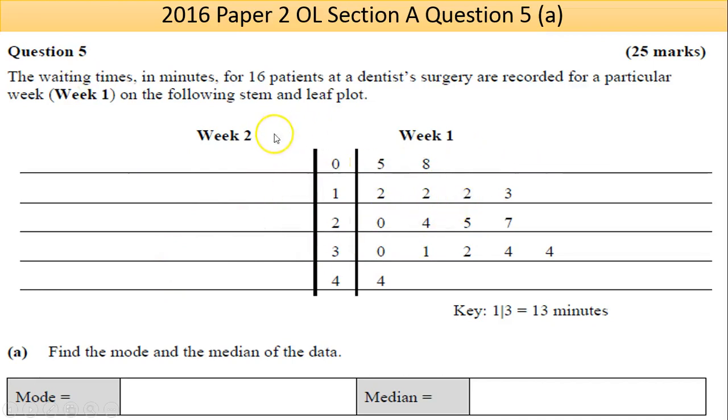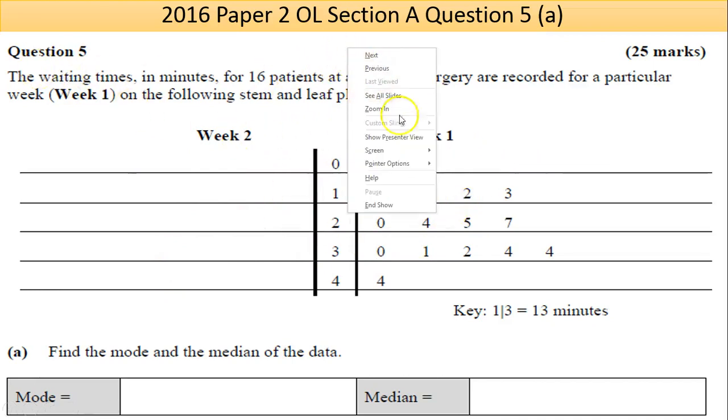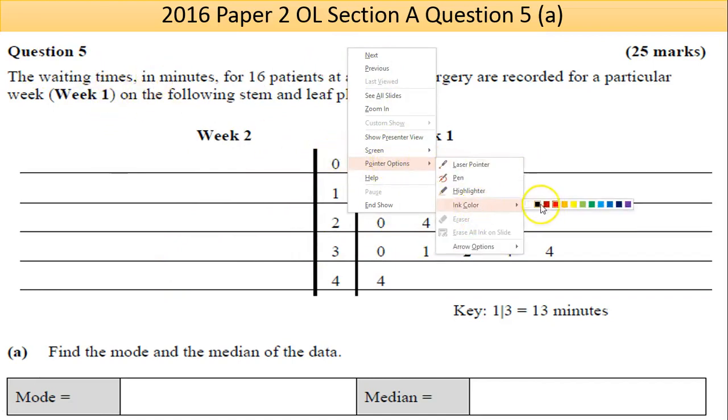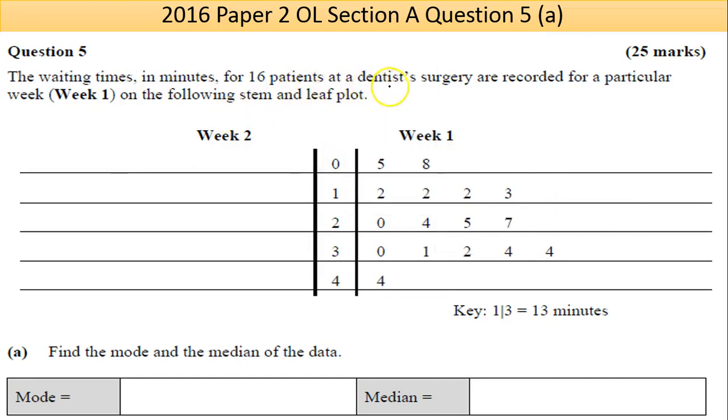Let's just read the question and see what's going on here, the actual scenario. The waiting times in minutes is given for 16 patients at a dentist surgery and recorded for a week and plotted on a stem and leaf plot. So week 1 here. So 16 patients, count them: 1, 2, 3, 4, 5, 6, 7, 8, 9, 10, 11, 12, 13, 14, 15, and the 16th. Okay, so everything seems fine.